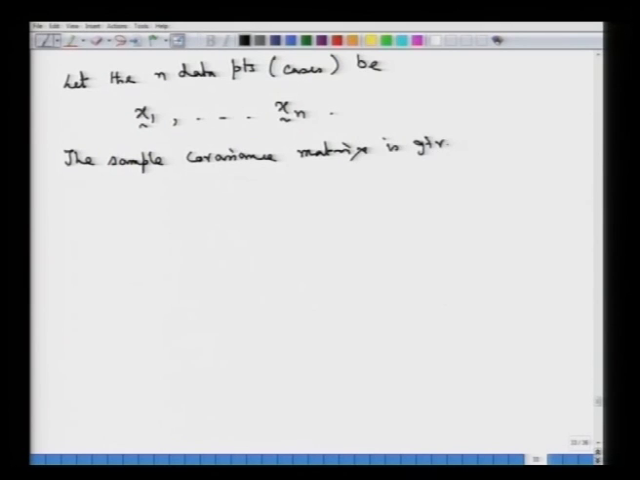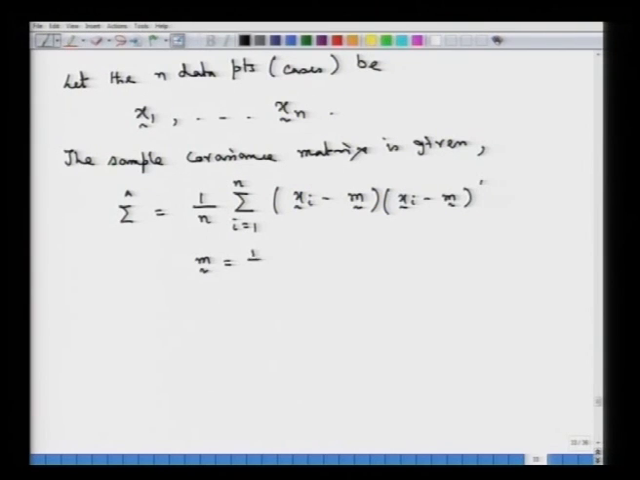is given by this, we have seen time and again, say sigma hat, which is with a divisor n, so that it corresponds to the maximum likelihood estimator. So, that is the summation i equal to 1 up to n of x i minus m, where m is the sample mean, times x i minus m transpose, where this m vector is 1 upon n summation i equal to 1 to n x i. So, this basically is the sample mean.